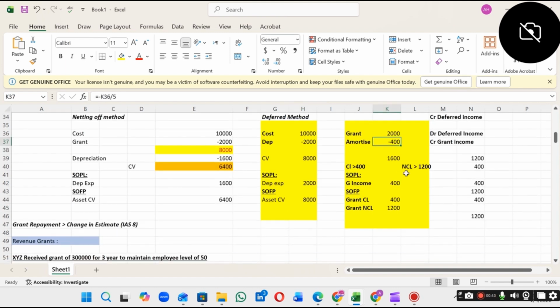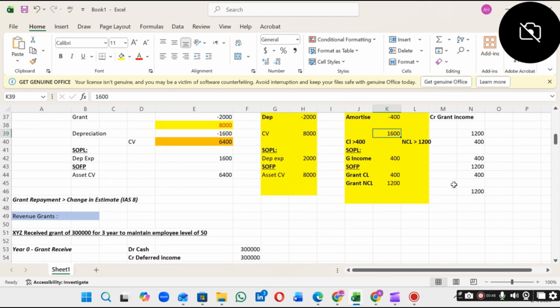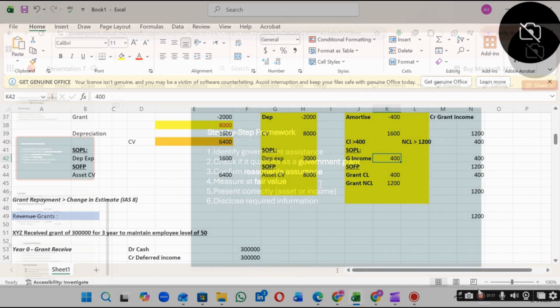Amortization will be charged on it, and we will get the 1,600 amount. In this 1,600 amount, we have the current amount and the non-current amount. How will the non-current amount be calculated? We will simply remove the current liability portion, which is 400, and we will get the 1,200 amount. And the grant income will also be recorded in the statement of profit and loss, which is the 400 amount.